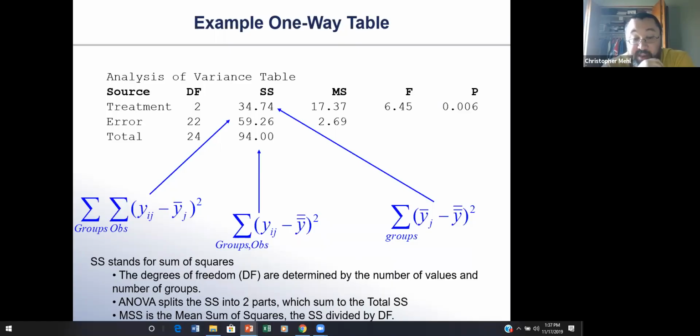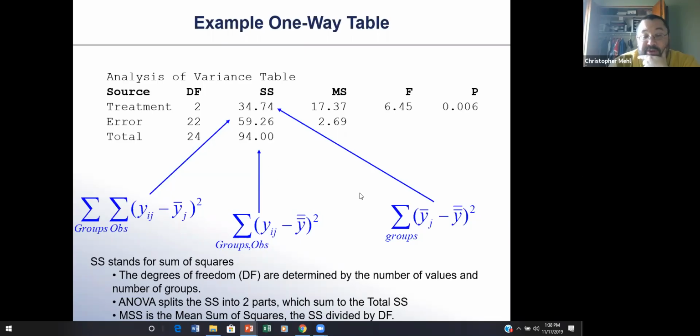Okay, so let's look at an example of a one-way table. This is an analysis of variance output table. Your basic one-way table has 3 rows to it. You have your treatment row, your error row, and the total. You've got the degrees of freedom column, and again you can cross-check that they're additive. Your total degrees of freedom equals your error plus your treatment degrees of freedom, and then you have your sums of squares, and I've shown here which sum of squares formula goes with which number.